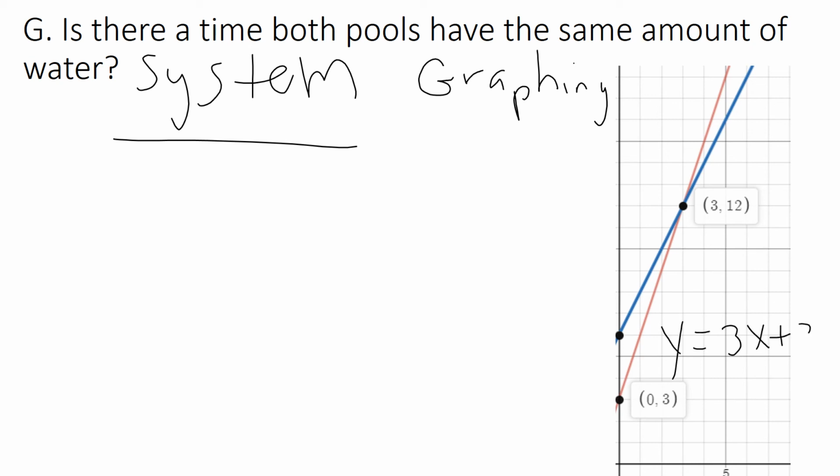y equals 3x plus 3. So notice that the graph is starting at the y-intercept of 3. Then you would go up 3, right 1, up 3, right 1, up 3, right 1, and as many times as would fit on the graph.